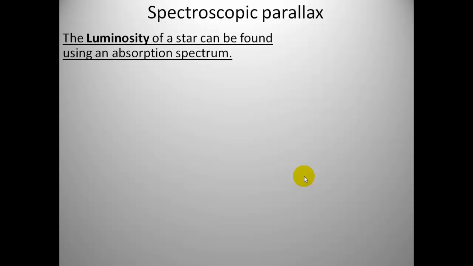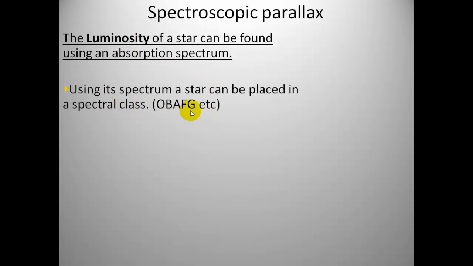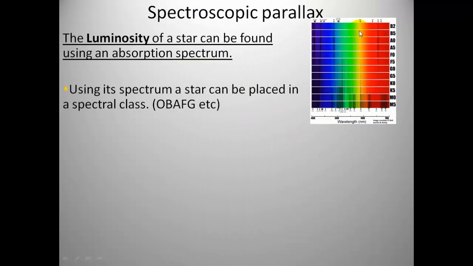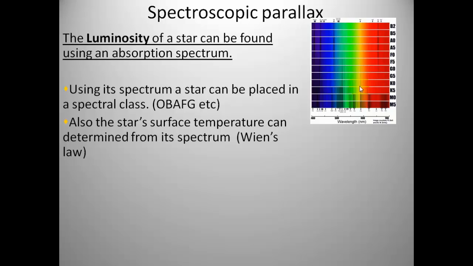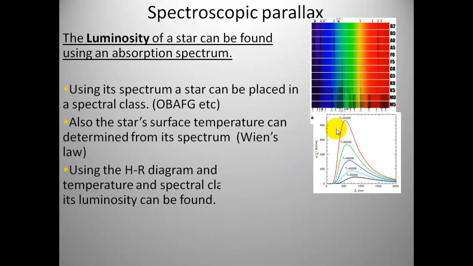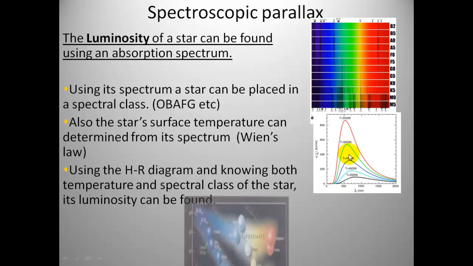So, spectroscopic parallax. By matching it onto the main sequence, we can find its luminosity, or its absolute magnitude. So we know which class it is, we know which temperature it is, we know what its lambda max is. So, first of all, if we know the spectrum, that's the first thing, then we can find out using Wien's displacement law what the temperature is. Using the HR diagram, and we know the temperature, we can find its luminosity.